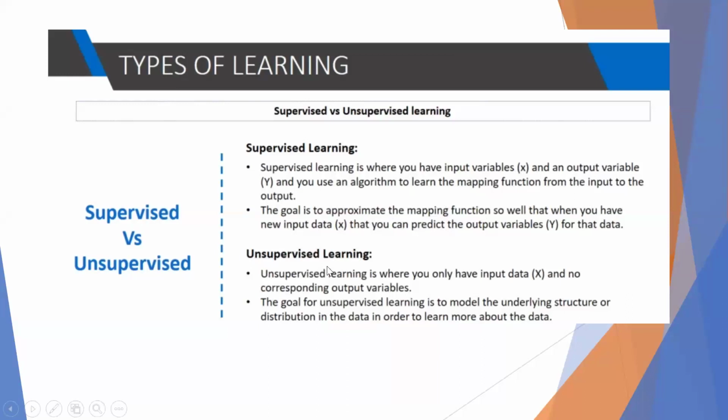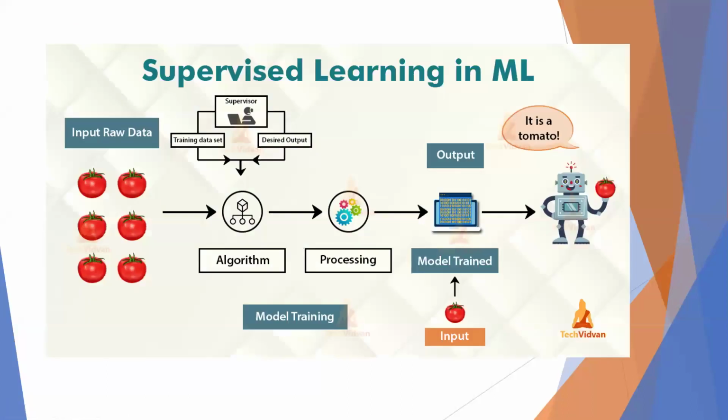Similarly, what is unsupervised learning? It is a machine learning approach in which you have input data but no corresponding output labeled variables. There is no labeled data. So the goal of unsupervised learning is to develop a model that can understand by itself. It means we are not having any labeled data in the case of unsupervised learning.